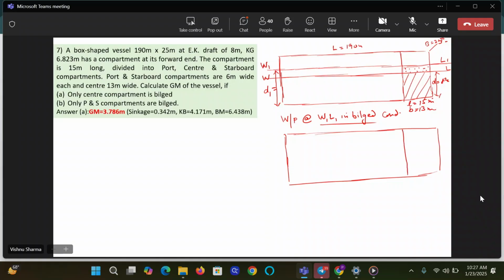You will see this bulkhead here. You will see one tank on the starboard side, another on the other side. This will be 6 meters, and this is 13 meters. Length is 15 meters. Capital L is 190. Capital B is 25. And will there be a loss of water plane? Yes. Which will be the loss of the water plane? This will be the loss of water plane. Am I right, guys? Have I done it correctly? Please tell me.